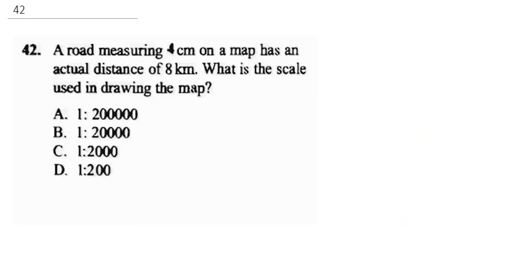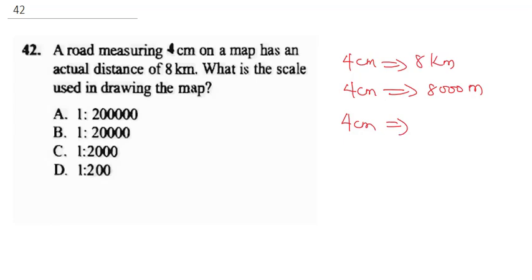Question 42 says, a road measuring 4 cm on a map has an actual distance of 8 km. What is the scale used in drawing the map? Now, it says 4 cm is 8 km. Now, we'll keep converting this. To convert 8 km to meters, you multiply by 1000, that will be 8,000 meters. Okay, so now to convert this to centimeters, if you recall, you have to multiply by 100. This will now be 800,000 cm.